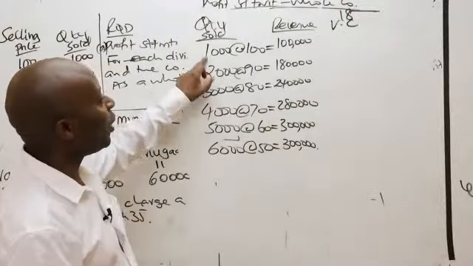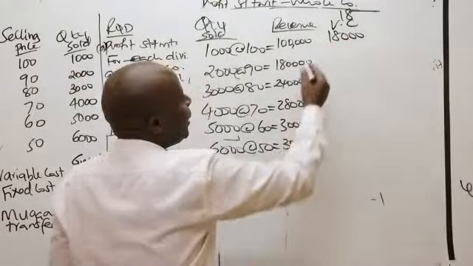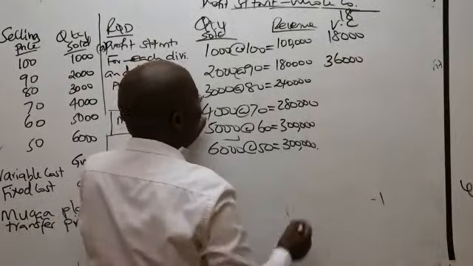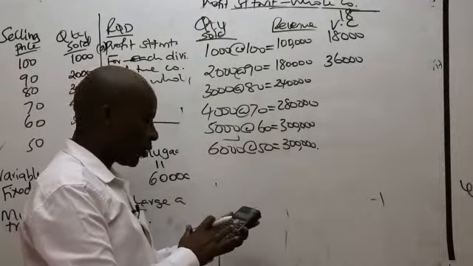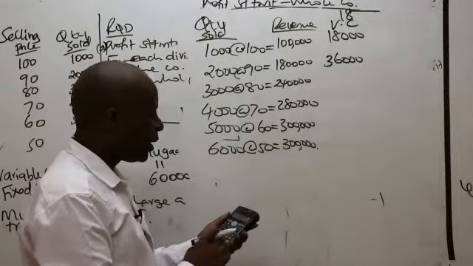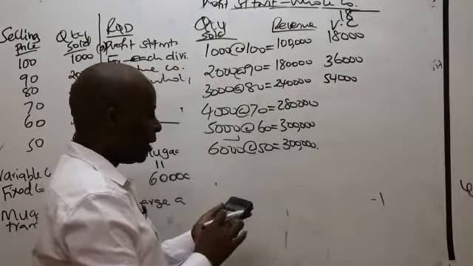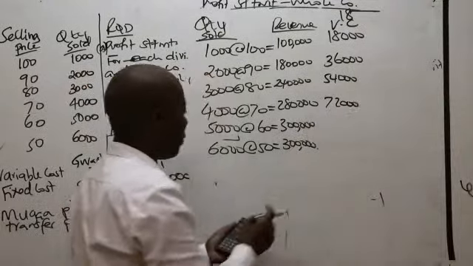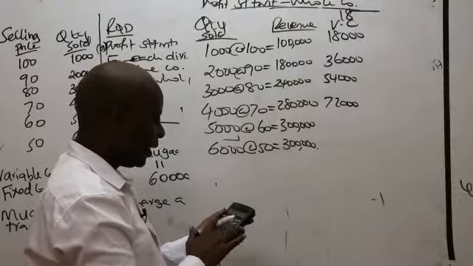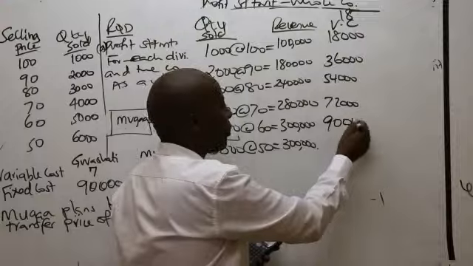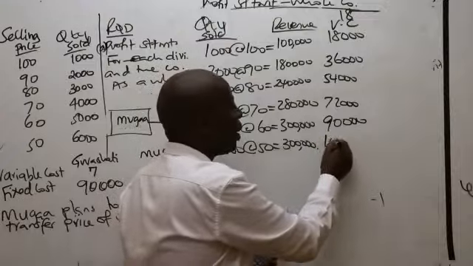So 1,000 times 18 gives us what figure here? 18,000. 2,000 times 18 gives us 36,000. Then we have 3 times 18. I love my calculator. Don't want to disturb my head. So 3 times 18 is 54,000. 4 times 18 is 72,000. 5 times 18 is 90,000. And then we have 6,000 times 18, giving us 108,000.